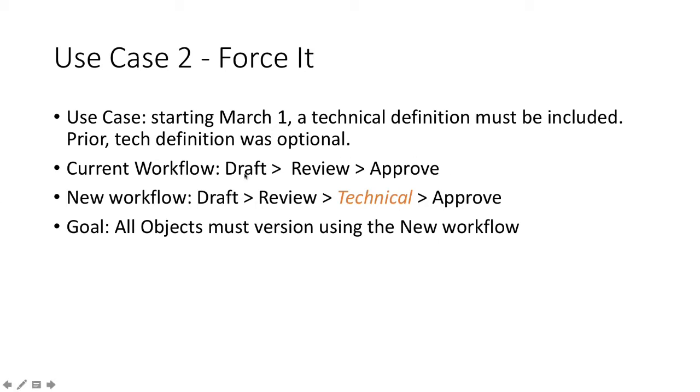So in my current workflow, there's a drafting stage, a data steward review, and then it goes to approve. And then in the new workflow, I need to add a new stage for technical review. So in this case, I'm adding a new stage. I added a new stage before when I added that standards review. Same action in terms of what I added to the workflow.